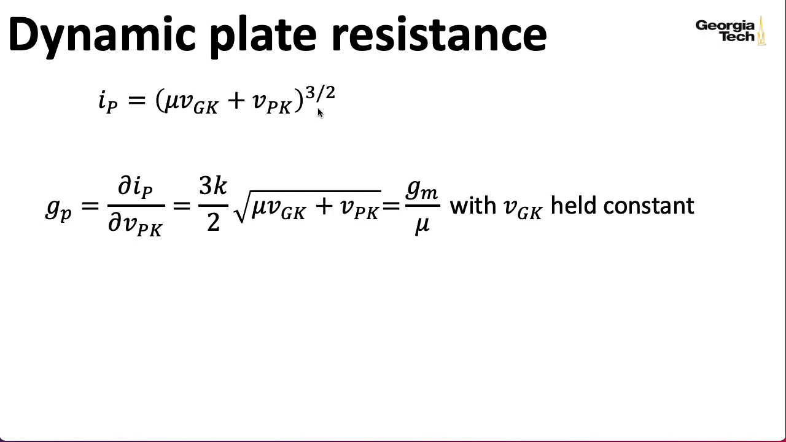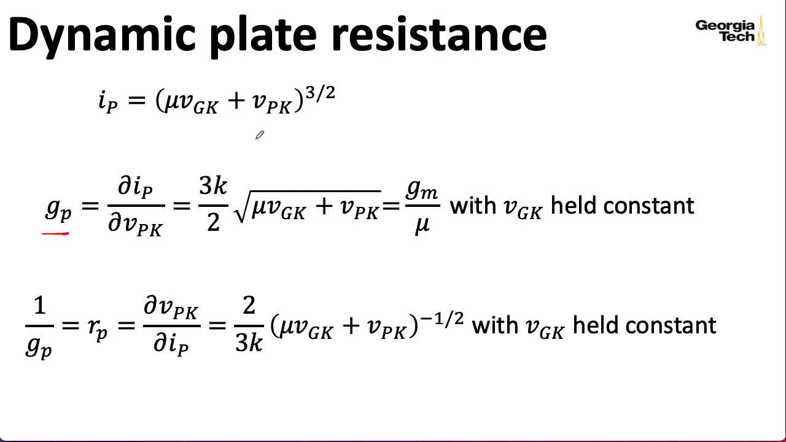When I take this derivative, once again, the 3/2 in the numerator comes down as a constant in front. But now, since I'm taking the derivative with respect to VPK instead of VGK, I don't get a factor of mu out in front that I had previously, but the square root expression is the same. People don't use GP very often. They usually use its reciprocal, the plate resistance, and that's the derivative of the plate to cathode voltage relative to the plate current. So that's just the reciprocal of this expression here. And here we now have the reciprocal of a square root as indicated by this minus 1/2 power.